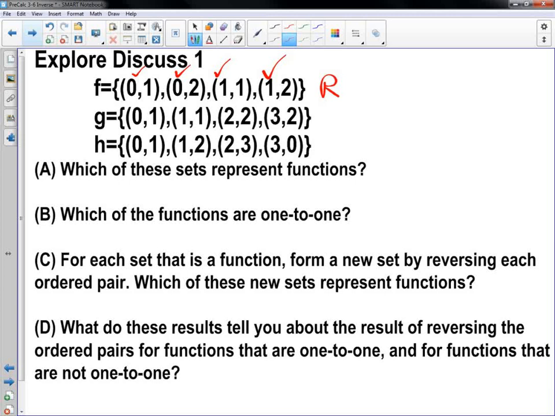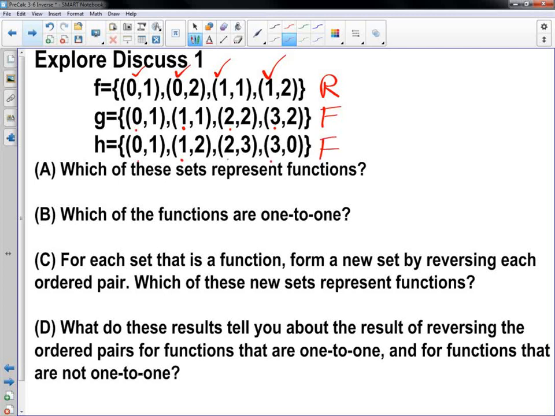Okay, what about g? Is g a function? So you have 0, 1, 2, 3. All of them are different. So is it a function? Function right here. What about h, 0, 1, 2, 3? Is this one a function? Function.